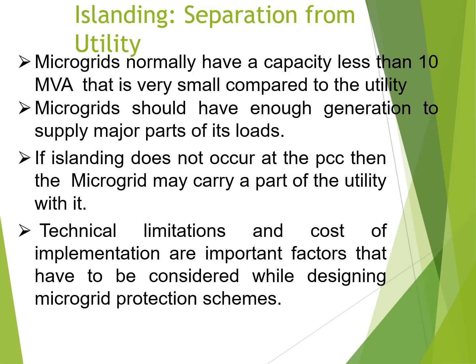Coming to islanding, as you know, microgrids normally have a capacity of less than 10 MVA, which is very small compared with the utility, and it should have enough generation to supply major parts of its loads. And if islanding does not occur at the PCC, then the microgrid may carry a part of the utility with it. Some limitations are there in terms of technical aspects and cost of implementation, and these two factors also have to be considered while designing microgrid protection schemes.